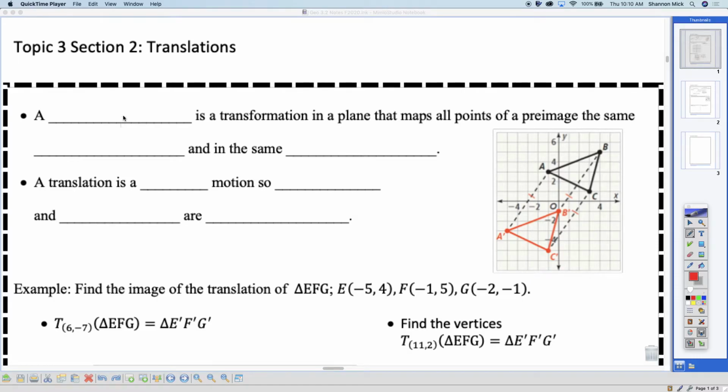On topic 3, section 2, translations. Okay, translations are a slide, like a sliding motion, just like we talked about yesterday, the cup sliding across the table. In our vocabulary, we have a translation.